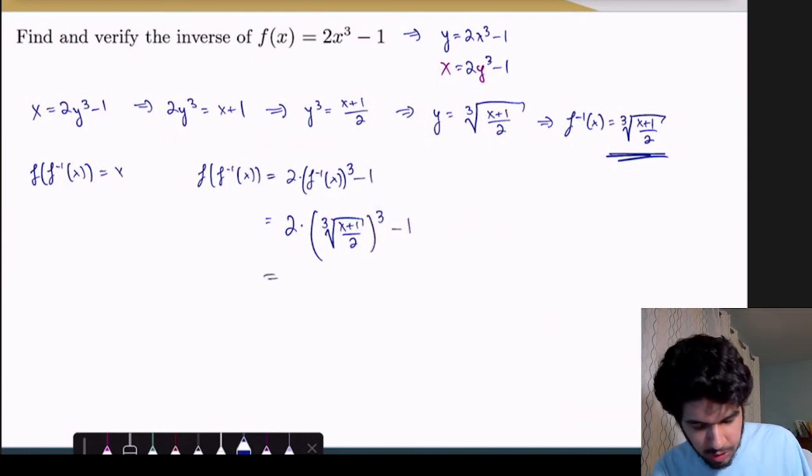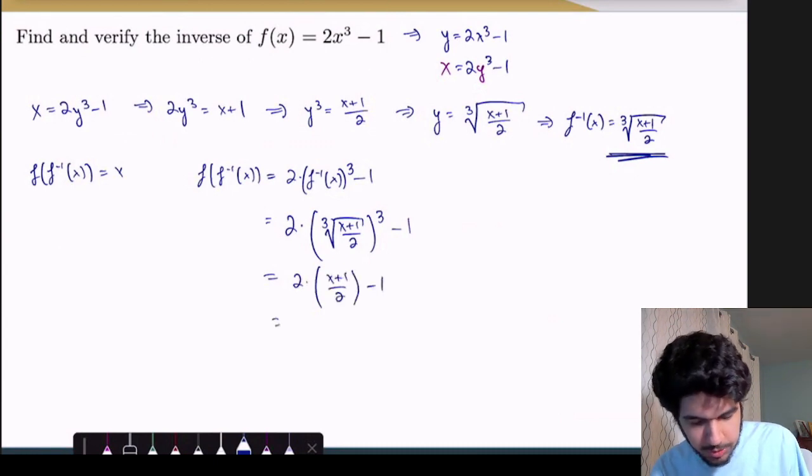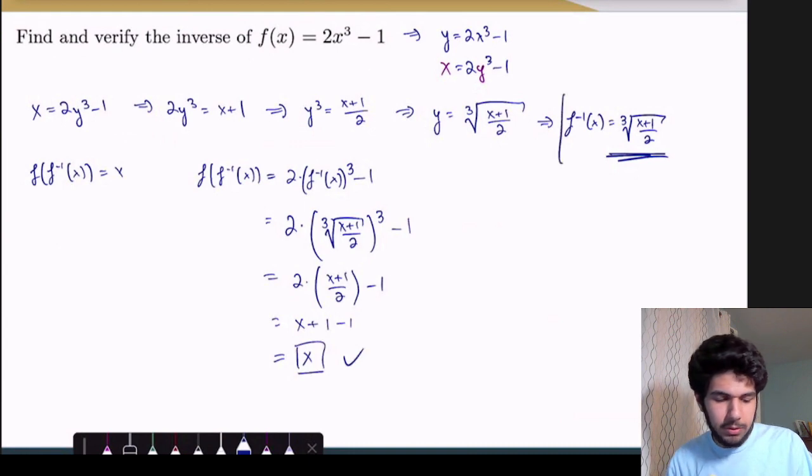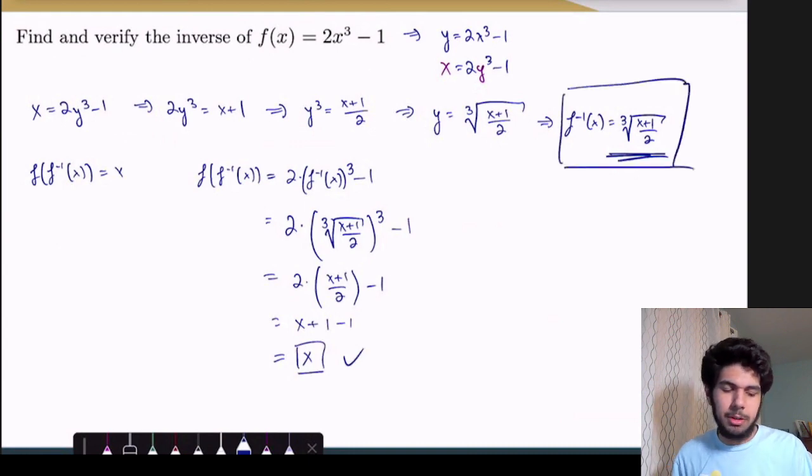The cube root and the cube cancel. We're left with 2 times (x plus 1) over 2 minus 1. The 2's cancel here. We're left with x plus 1 minus 1, which is equal to x, which is what we wanted. So our inverse function is here, the cube root of (x plus 1) over 2.